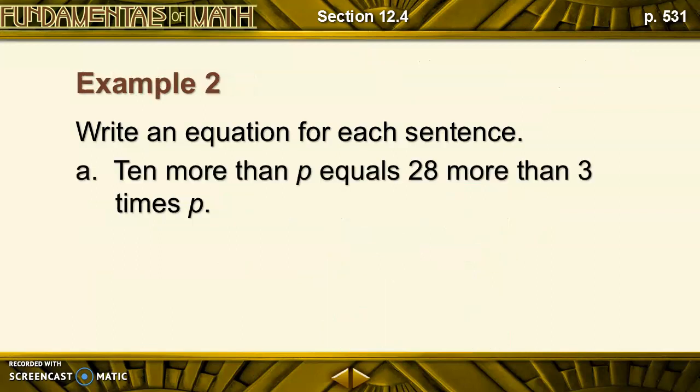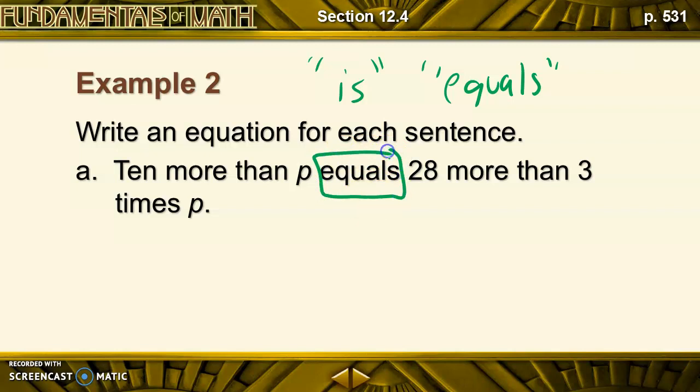Now, example 2, very much the same thing, same process, but they can get a little bit more complicated. So let's go ahead and look at this one. It says, write an equation for each sentence, and the first thing I'm looking for is the word is or equals. Those are what I'm looking for. And I can say 10 more than p equals. Okay, cool. So that's going to be our equal sign.